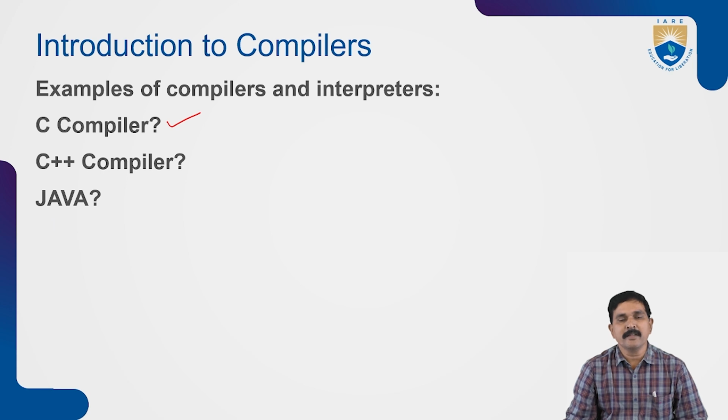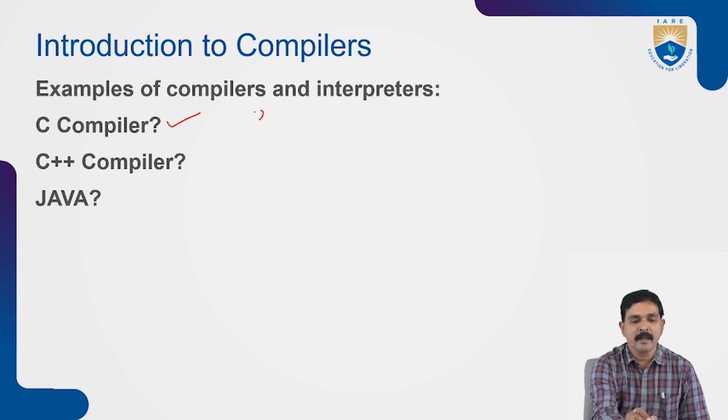In that case you need some language processor. The better thing is we use a compiler. So the compiler initially converts the source program of the C language into some target program, that is an .obj file. Any source program can be converted into .obj.